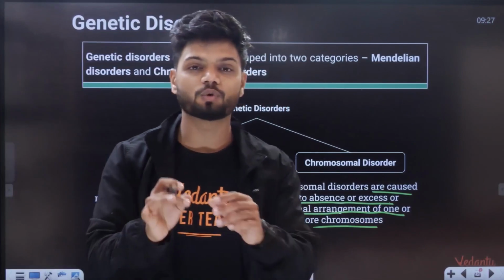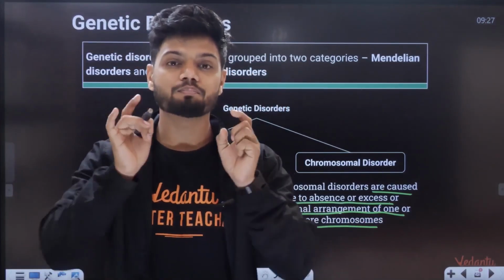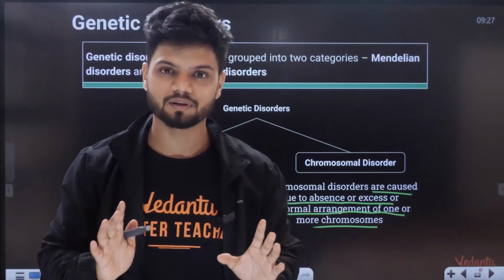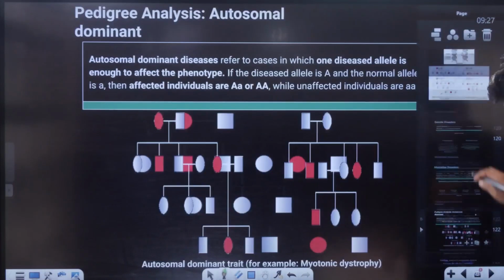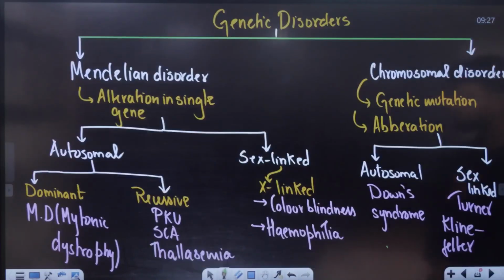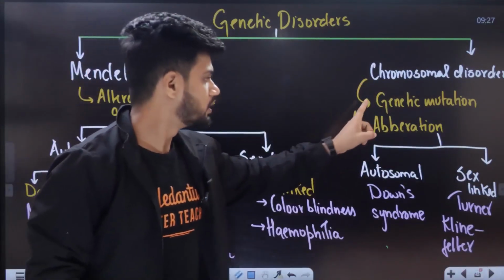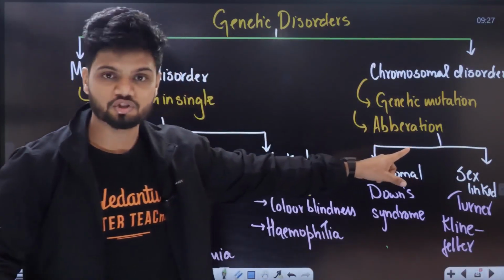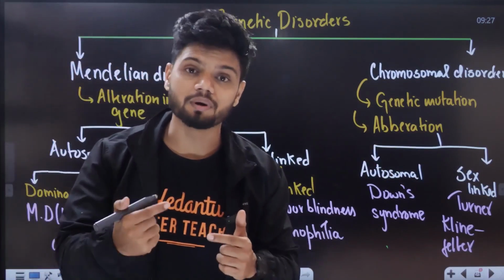Now students, I will show you an entire table. Just look at this table and remember it, because many questions will come directly from it. This is a table which I have made for you for genetic disorders with examples. Mendelian disorder: alteration in a single gene. Chromosomal disorder: genetic mutation or chromosomal aberration. The meaning of chromosomal aberration is change in the chromosome number.